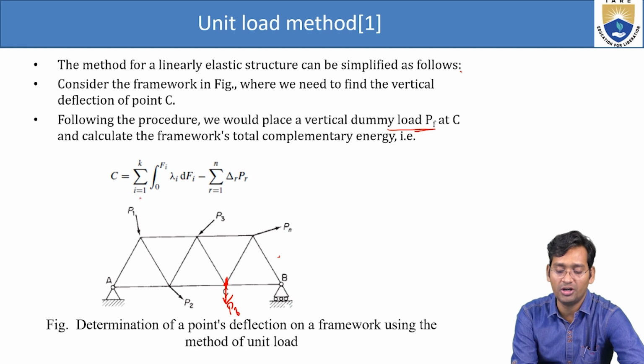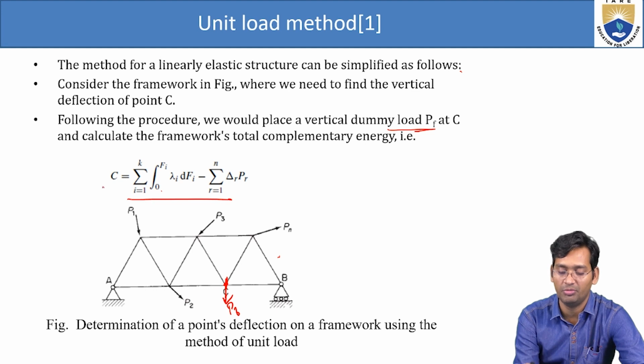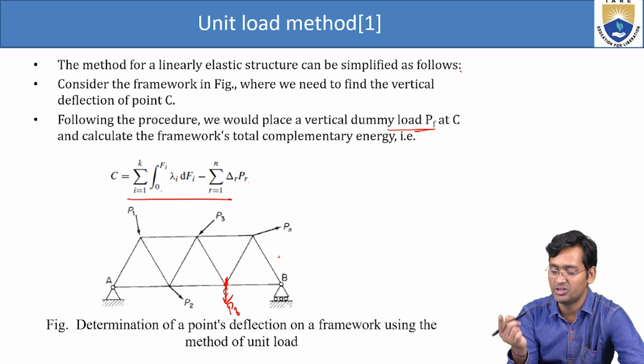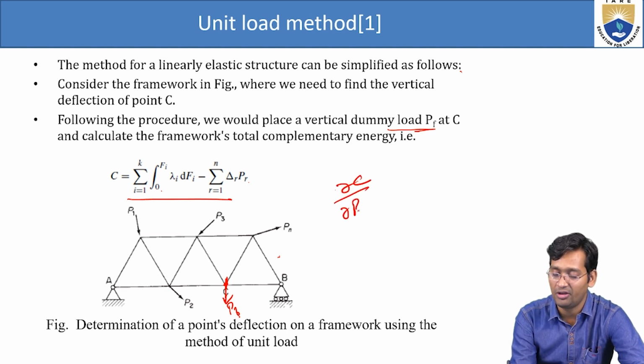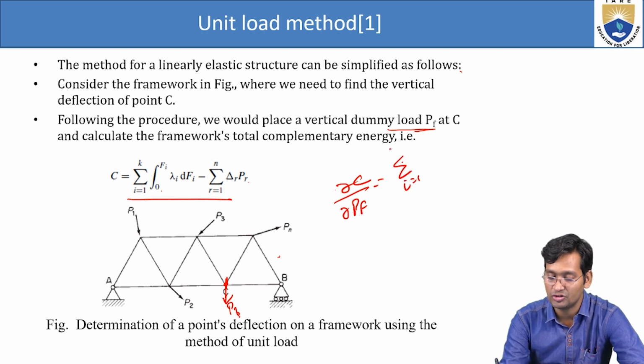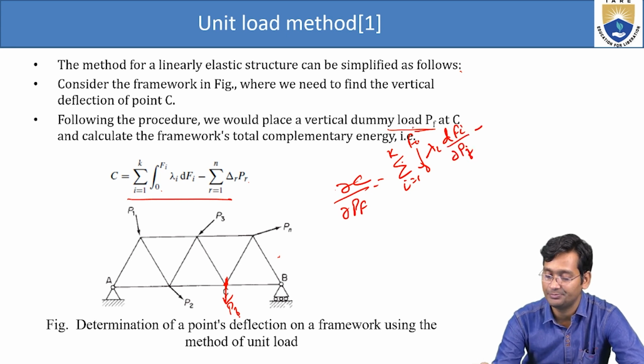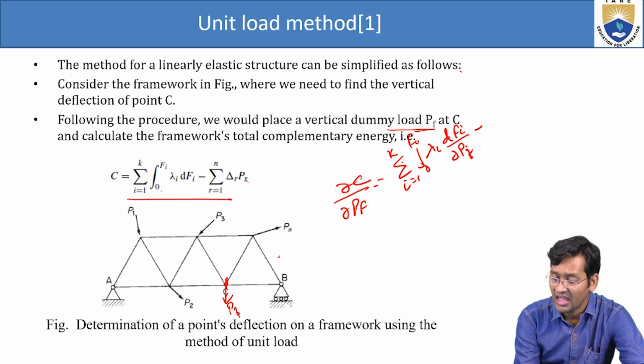Because of this PF, C will be equal to the sum for i equals 1 to K, integral 0 to Fi of lambda i dFi, minus the sum for r equals 1 to N of delta r Pr. This formula we had already seen. What is the next step? Differentiate with respect to this fixed load. So del C by del PF equals the sum for i equals 1 to K, integral 0 to Fi of lambda i dFi by dou PF, minus. This is the general equation.